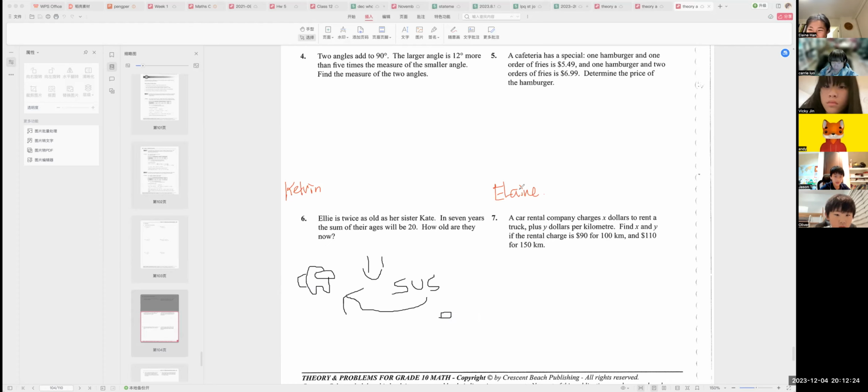Why don't we just do x and then 2x and then plus 7 to both of them and then there's 20 basically. So Ellie is twice as old, and it'll be x plus y plus 14 equals 20. So Ellie equals 2x. So x plus y equals 6. In 7 years, the sum of their ages will be 20. 20 divided by 3 equals... it's 2x. No, it's 3x plus 14 equals 20.